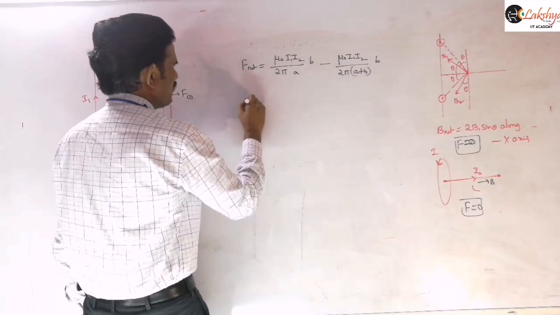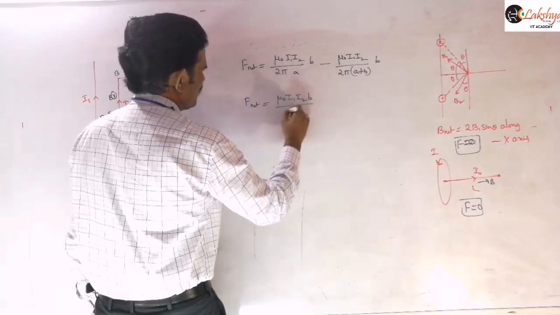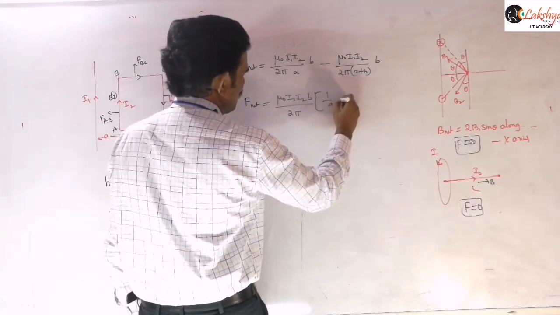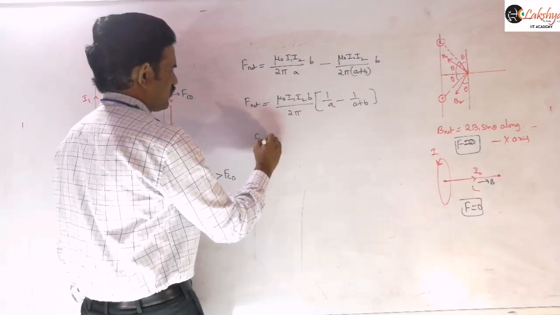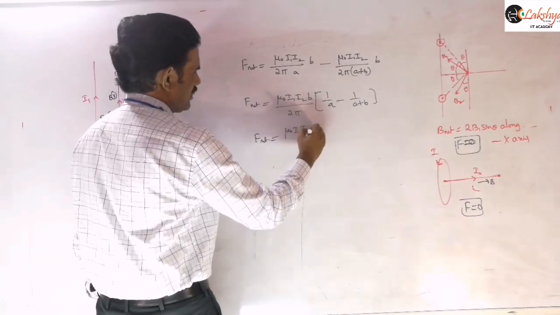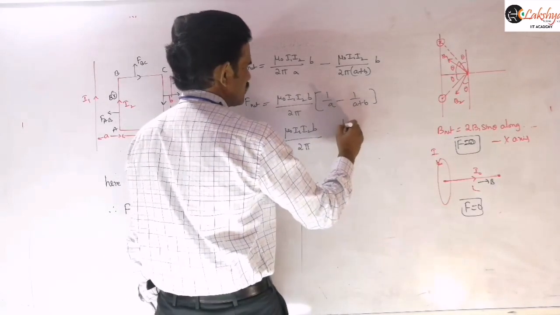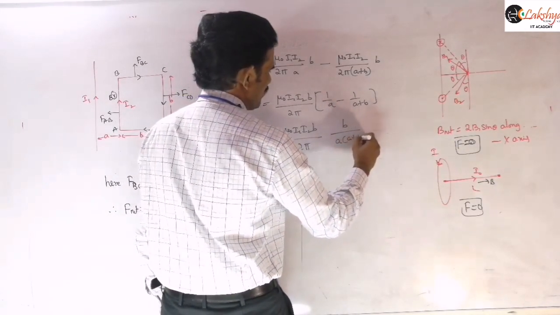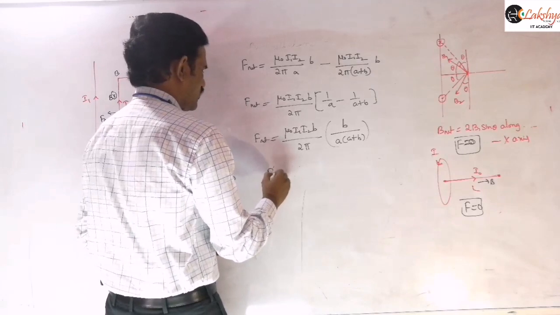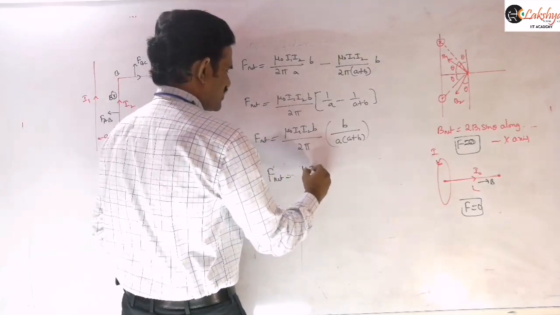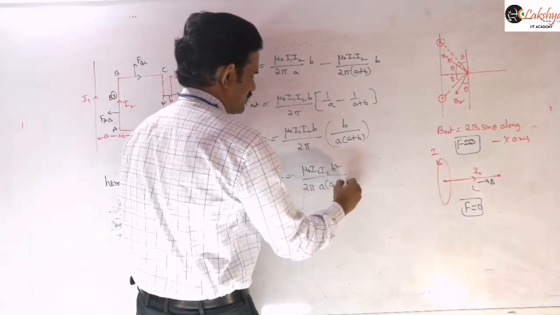Now you can simplify this equation. So 2 pi, you will get 1 by A minus 1 by A plus B. And the net force is mu naught I1 I2 into B by 2 pi into, take LCM here, so you will get B by A into A plus B, right? Here A plus B minus A you will get. So that is our force equation. Therefore the net force is mu naught I1 I2 into B square by 2 pi A into A plus B.